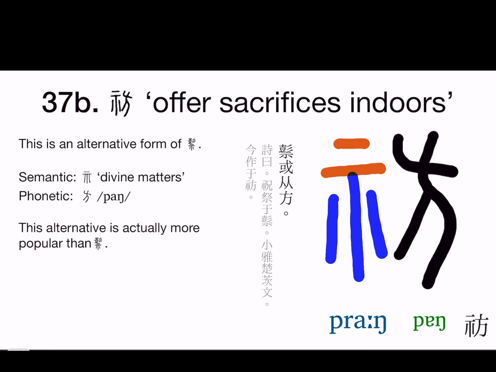And here we have the second way to write the same character, which is actually a lot simpler. It looks like this. It's again pronounced brang in Old Chinese and bang in Middle Chinese. In this alternative form, we simply have a different phonetic component, which is this character pronounced bang. And this alternative form is actually more popular than the form in 37a. Its regularized form is here. Let us write it out by ourselves. Radical, divine matters, and phonetic component bang. It also means offering sacrifices indoors.